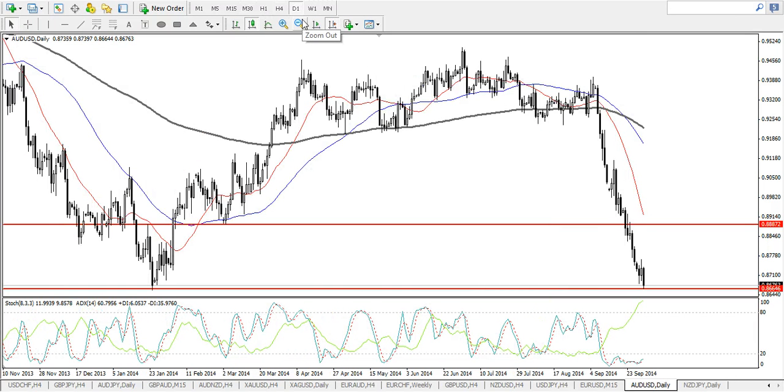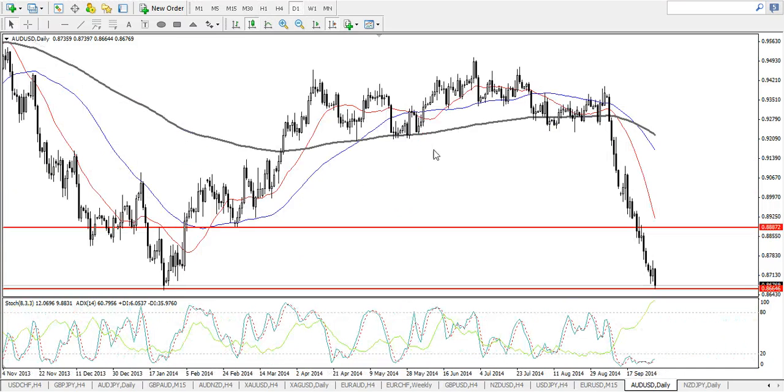I would say that, again based on the fundamentals, the Australian dollar, or rather the Aussie, is still too high historically, and therefore we do expect that the price will fall even further.